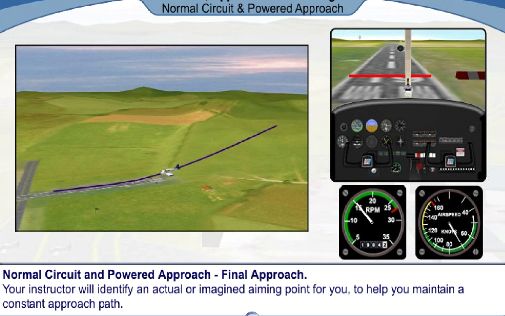Here we've illustrated an imaginary line joining the runway markers which mark the beginning of the designated landing area. The aiming point will be the point where this imaginary line intersects with the runway center line.